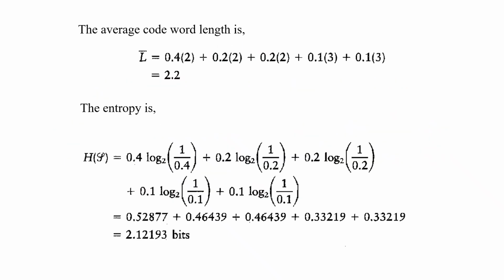So now finally you can find out the code word length. The code word length is the probability times the number of bits that you are going to use to transmit that particular message. Add all those and you will get the code word length. And then the entropy you can find for all the messages: probability into log base 2 of 1 divided by probability. You put in all these values and you will get the bits. Finally, the efficiency you can find: entropy divided by L.